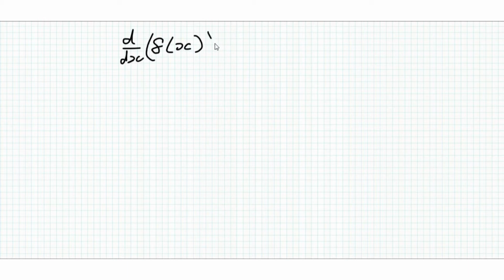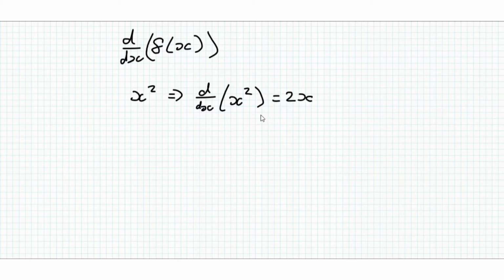If we've got a function of x and we want to differentiate that with respect to x, well, we know how to do this. If we've got x squared, we know d/dx of x squared is equal to 2x. We have rules, right?